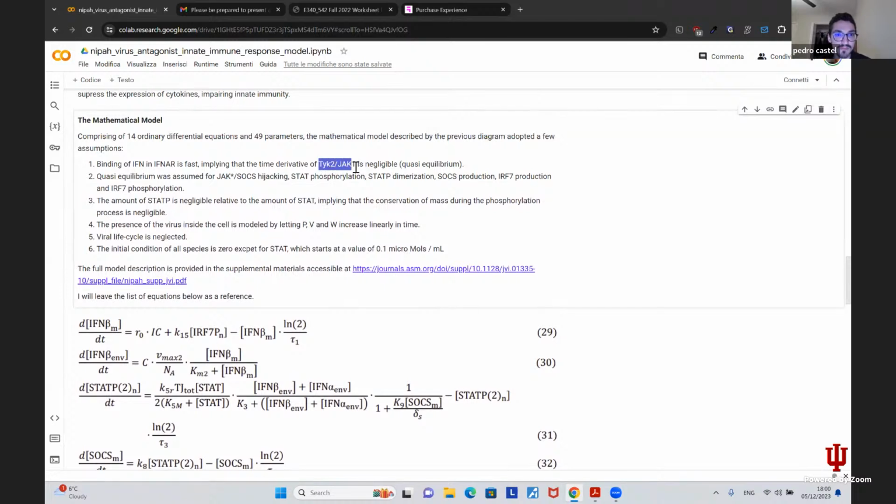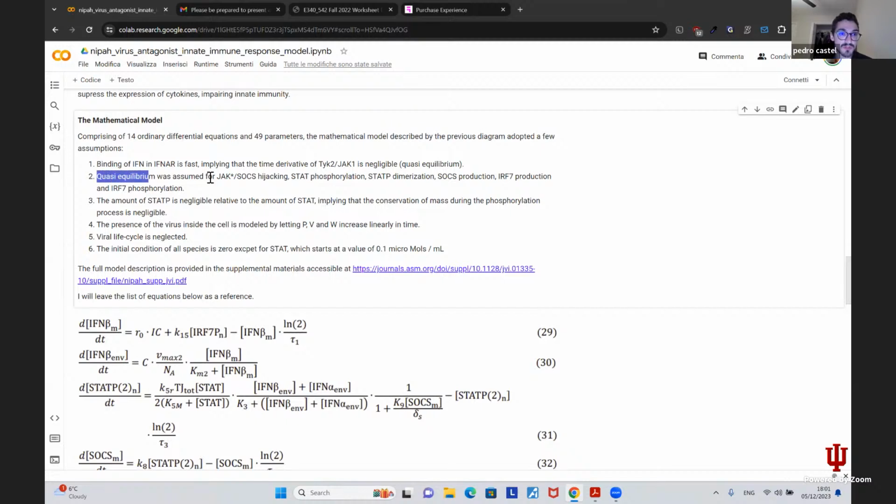So they can take the ODE for JAK out of the model entirely, saying that the time derivative is 0, so you just algebraically manipulate the equation. You do not treat it as an ODE in your model. This is called quasi-equilibrium, where you assume that a change in a certain species is so fast that the time derivative is always 0. So it's always at equilibrium, let's say.